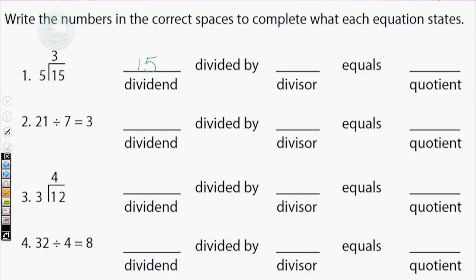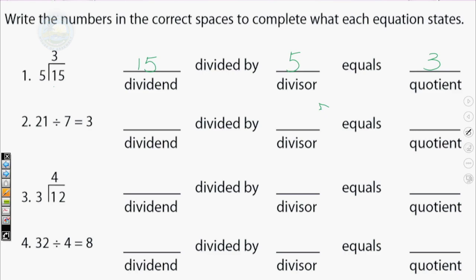Now, what is your divisor? Bearing in mind again that the number that 15 is being divided by is your divisor. Your divisor here will be 5. Equals, and you can figure out the last part, your quotient will be 3. If you got that, hooray.